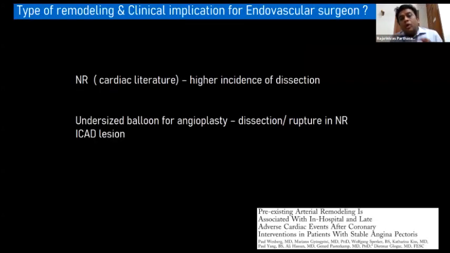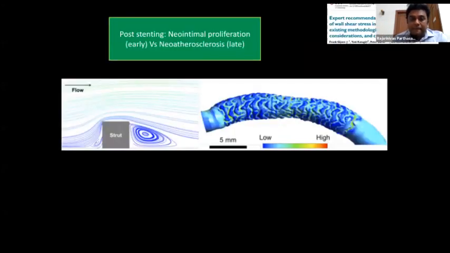Now coming to what are the clinical implications for an endovascular neurosurgeon. In a negatively remodeled plaque, we know the outer wall of the plaque is constricted. So these arteries are smaller than the regular arteries. And when you're doing a balloon angioplasty, there is a higher chance of dissection and vessel rupture. That is why we do slow angioplasty, over a period of time, to prevent dissection and wall rupture. Now coming on to post-stenting, even post-stenting, there are problems that we face.